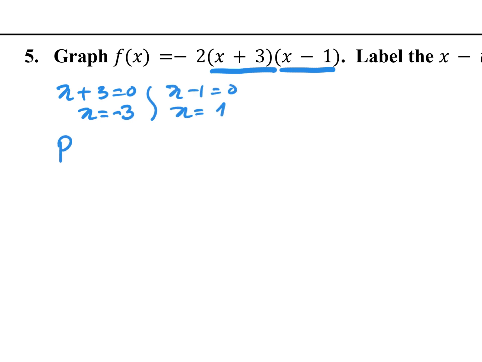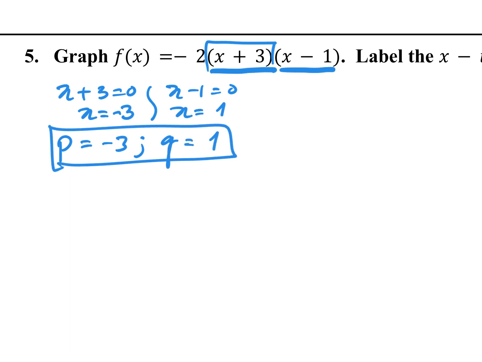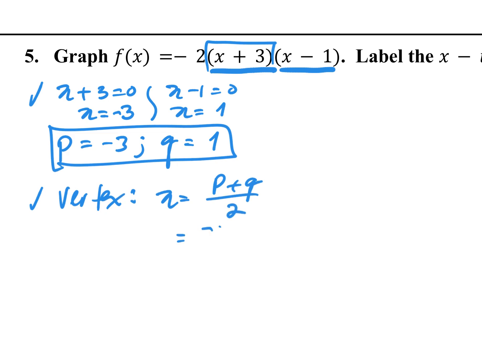So the value of my p on the first part is negative 3, and my q is equal to 1. Now, why am I getting this? Because I need to know the coordinates of my vertex. The next thing you're going to do is get the vertex coordinates. The vertex is located at x equal to p plus q divided by 2. What's my p here? Negative 3 plus 1 divided by 2. Negative 3 plus 1 is going to give you negative 1.